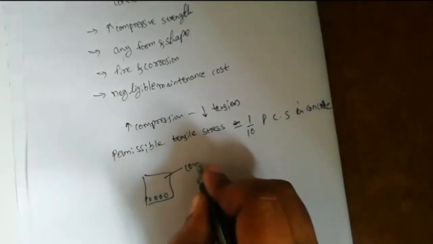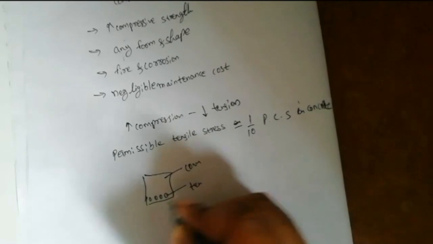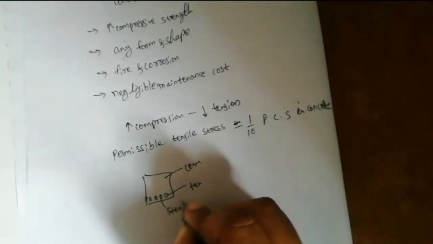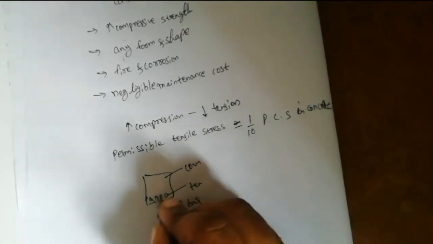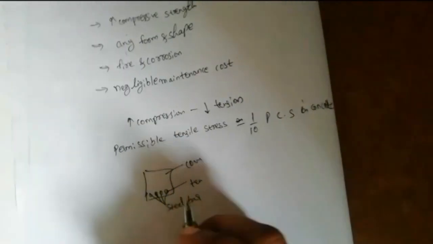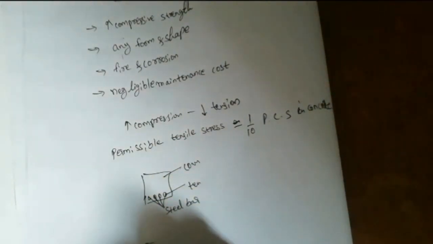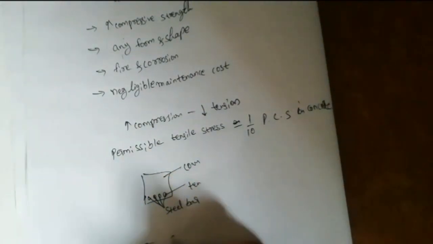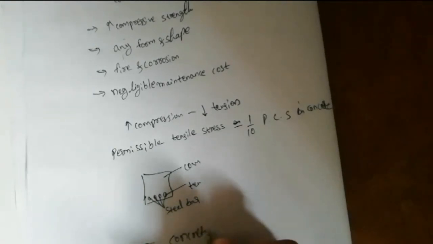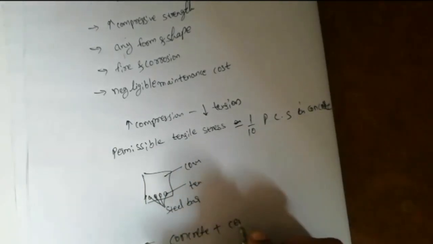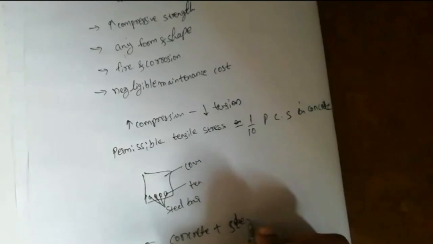This is the compression zone and this is the tension zone. These are the steel bars used for tensile reinforcement, which take up the tensile stress in concrete. The resultant composite mass is known as reinforced cement concrete, RCC.